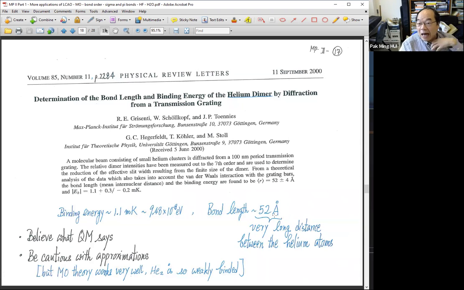Well, in our LCAO discussion, we don't predict that it exists, okay? So what it says in our context is, maybe believe what quantum mechanics says, but when you do approximations within quantum mechanics, then we had better be cautious about the conclusion.